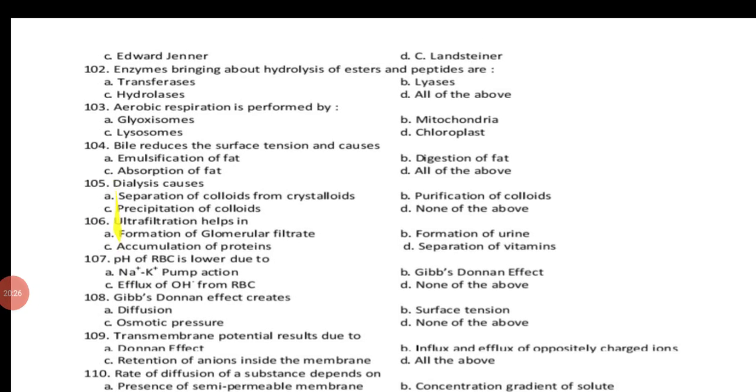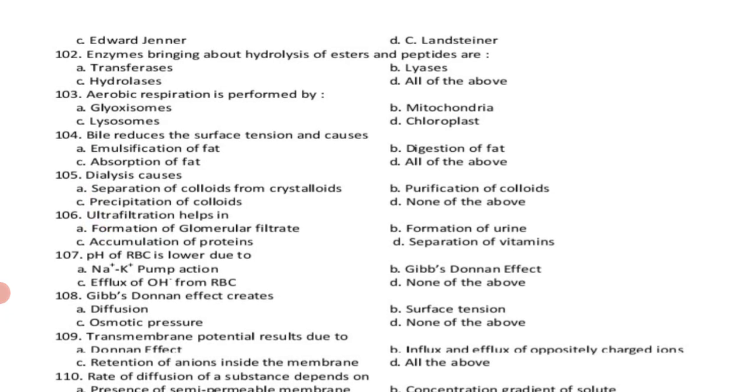So the answer for question number 102 is hydrolase. Question number 103, aerobic respiration is performed by. We know that aerobic respiration occurs in the inner mitochondrial membrane, and it is responsible for the generation of energy in the form of ATP. The electron transport chain is located in the inner mitochondrial membrane, and so ATP is formed. So option B is the correct answer for question number 103.